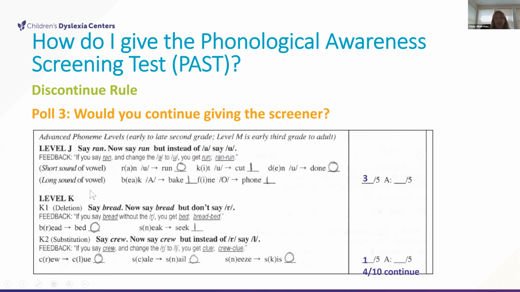All right, so looking at this, for level J, the child had 3 out of 5 correct. And for level K, the child had 1 out of 5 correct. So the child had 4 out of 10. So you should continue giving the screener, because it is only if they get, for 2 levels in a row, 0, 1, or 2 points, that you're going to stop the screener.